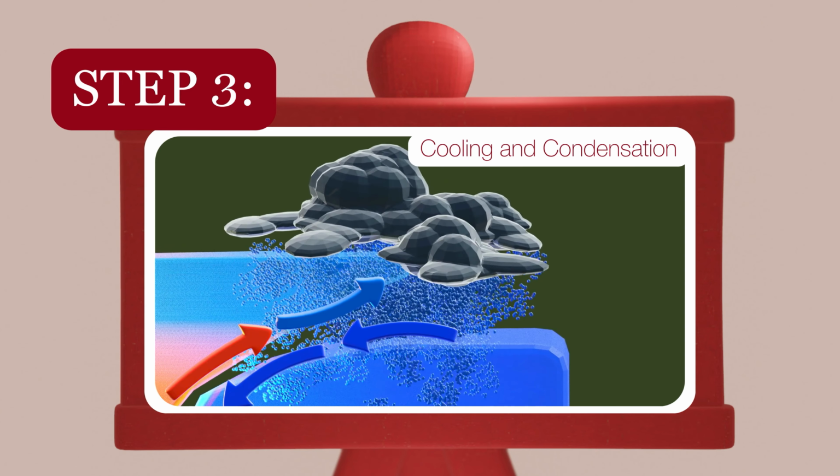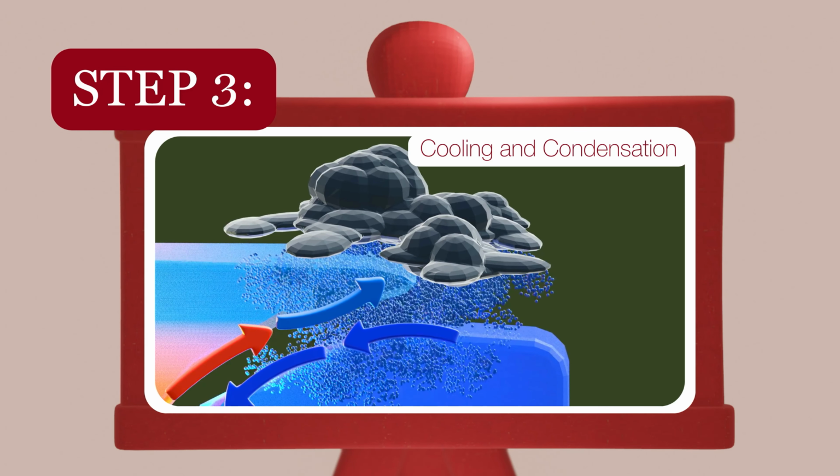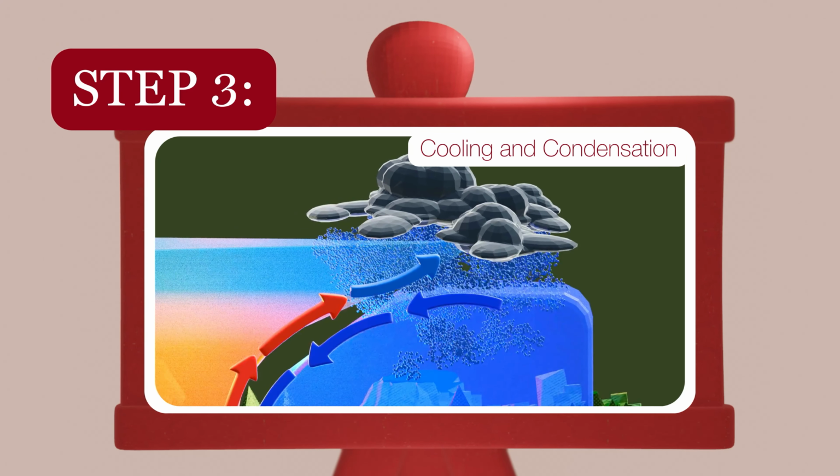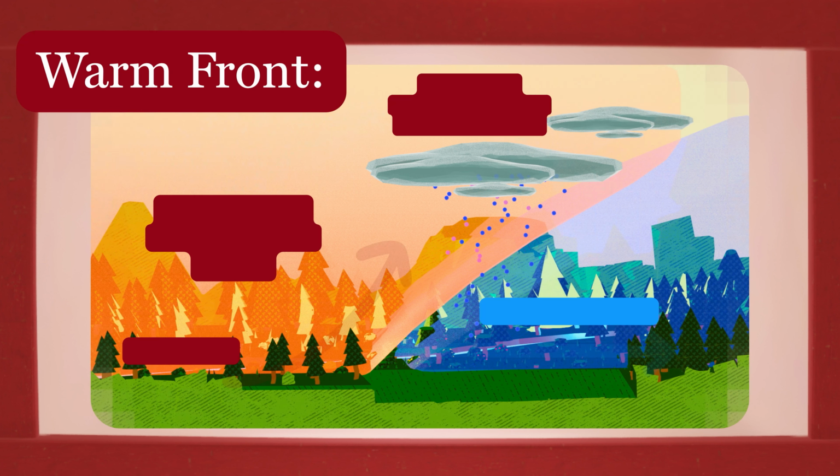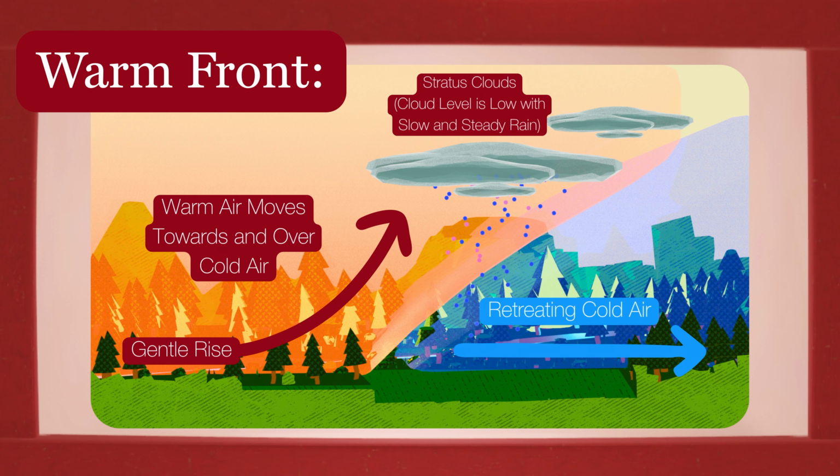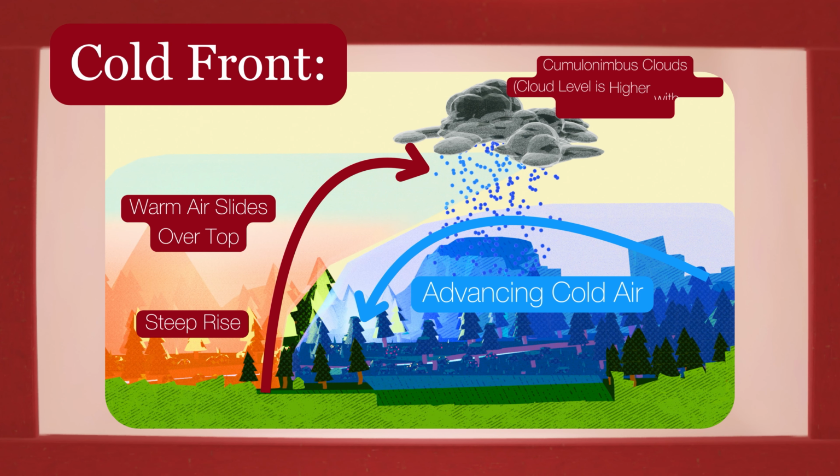The type of cloud formed depends on the type of front. Warm fronts create wide, layered stratus clouds that have the potential to bring steady rain, whereas a cold front creates tall cumulonimbus clouds, leading to heavier and more intense showers. When enough condensation occurs, precipitation falls as rain along the front.